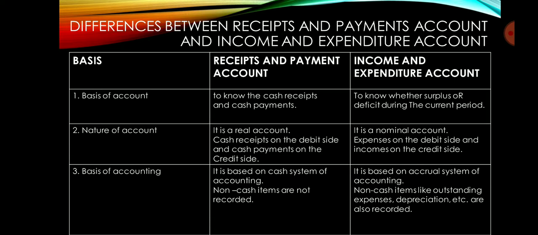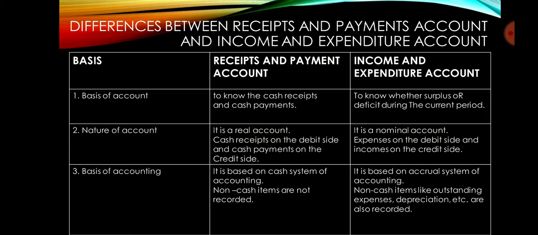Receipts and payment account shows cash receipts and cash payments, and income and expenditure account shows the surplus or deficit during the current period. Then second one, nature of account. Receipts and payment account is a real account, but income and expenditure is a nominal account.